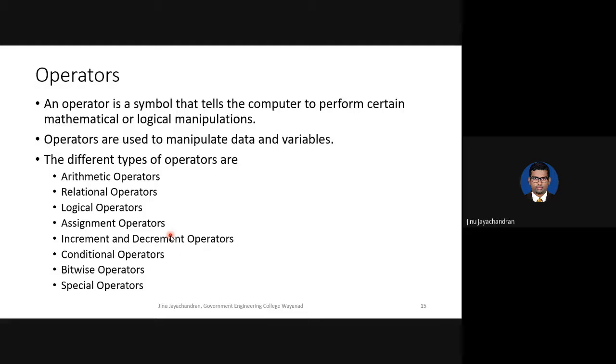So that's about variables. Now let's look at something called operators. We have seen operators in maths. We have seen operators like the addition operator, which is plus, the multiplication operator, which is star or X symbol, the division operator, which is slash, etc. Similarly, we can have a large set of operators. And operators are used to manipulate data and variables. Now, the different types of operators are arithmetic, relational, logical, assignment, increment, decrement, conditional, bitwise, and special operators. We are going to see each one of them.